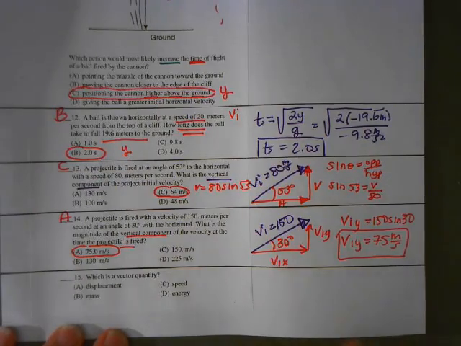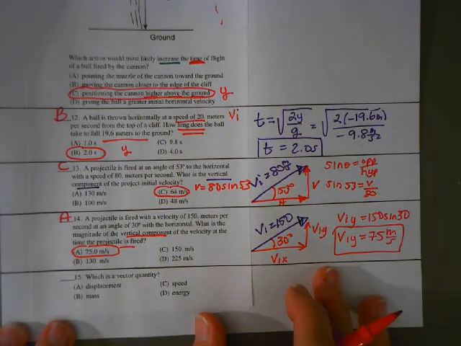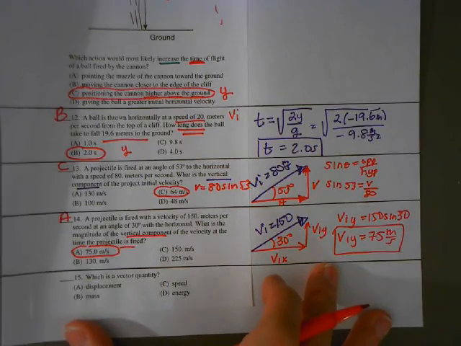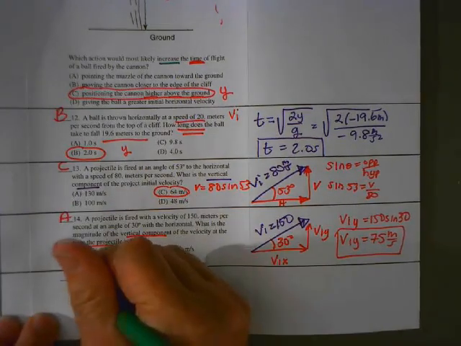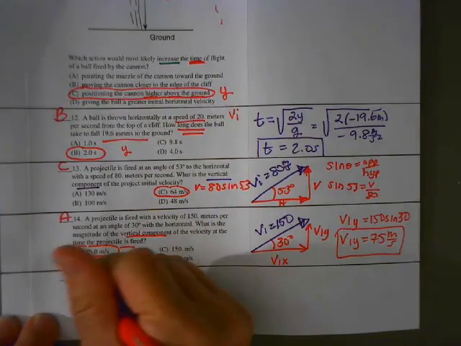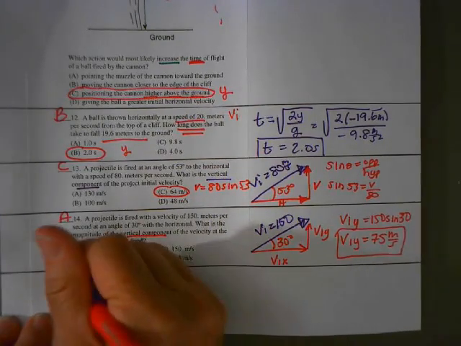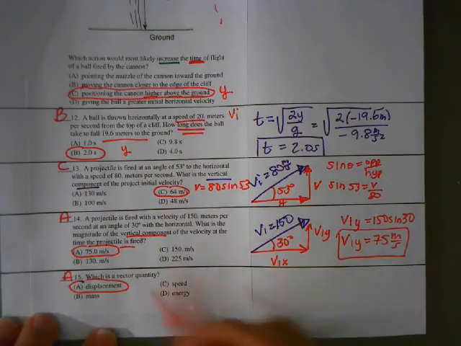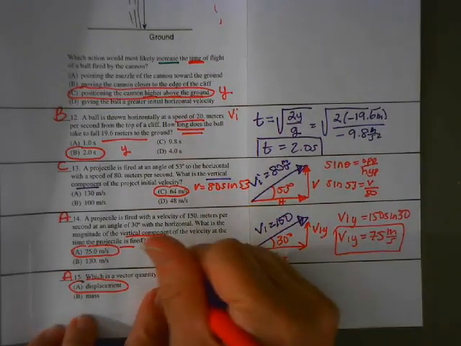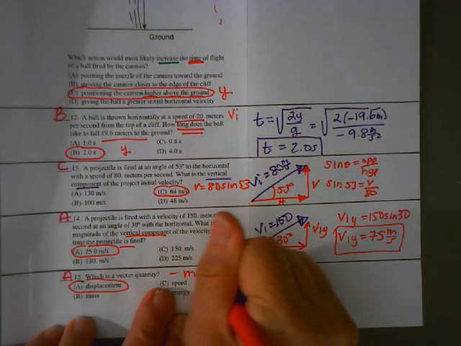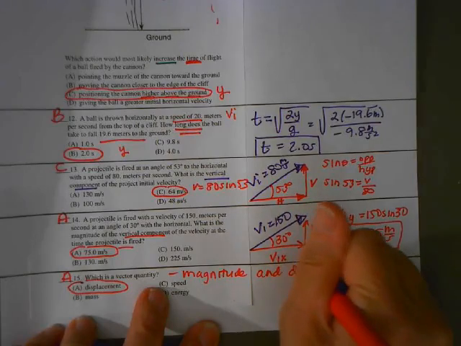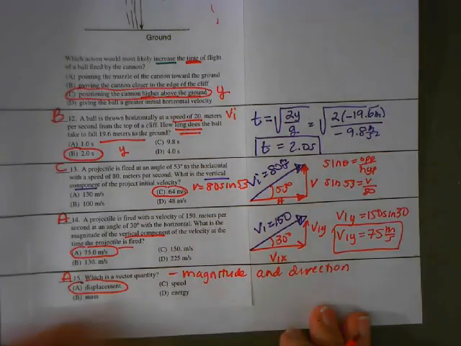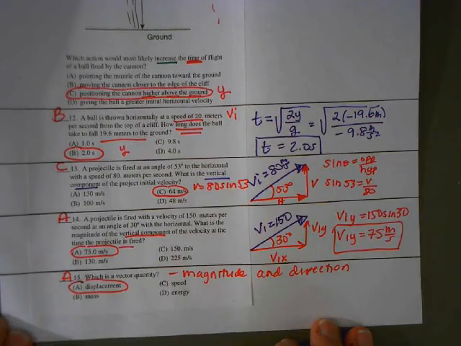And then our last question, which is a vector quantity? We know vector quantities have both magnitude and direction. Because we did a whole lab on distance and displacement, we already know the answer is displacement. But again, how do we know the difference? Because a vector quantity has both magnitude and direction. And that's it.